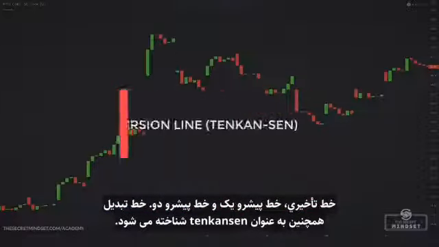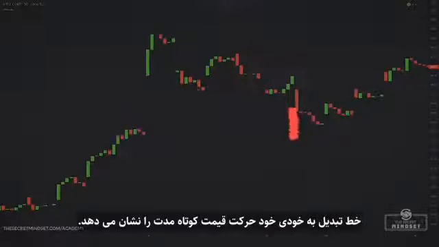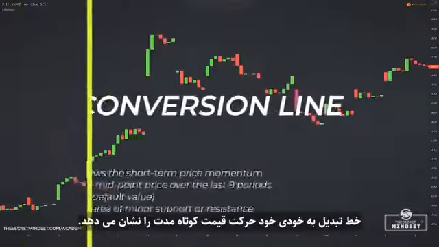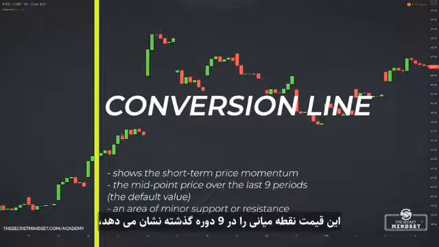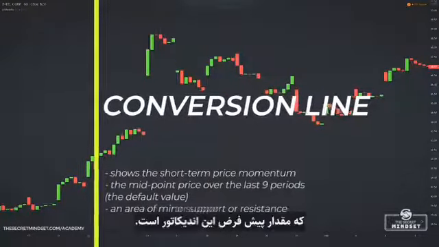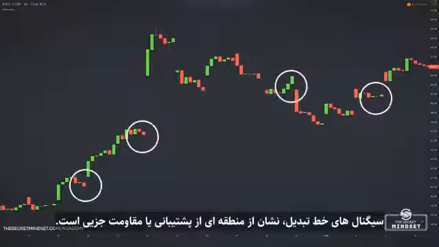First component, conversion line, also known as Tenkan-sen. The conversion line shows the short-term price momentum. On its own, it shows the midpoint price over the last 9 periods, which is the default value for this indicator. Conversion line signals an area of minor support or resistance.